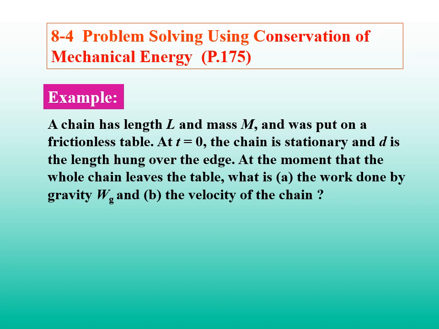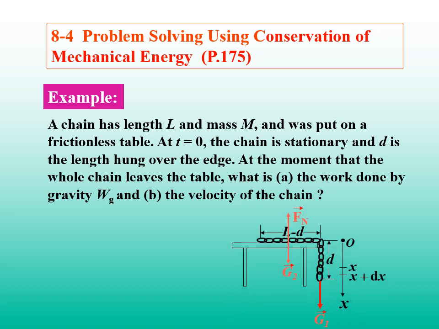Let's take a look at this example. A chain has length L and mass m and was put on a frictionless table at time t equals 0. The chain is stationary, and d is the length hung over the edge. At the moment that the whole chain leaves the table, what is A, the work done by gravity W_g, and B, the velocity of the chain?